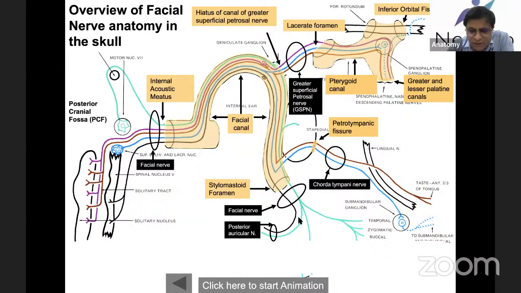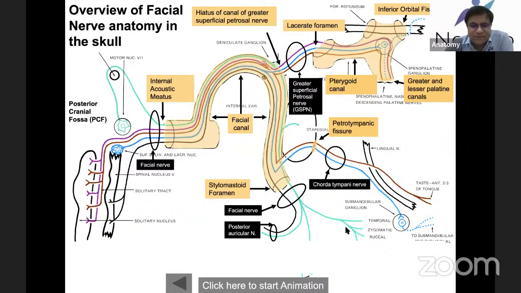Then after emerging out of the stylomastoid foramen, this nerve gives these branches. Posteriorly, it gives this branch to the posterior auricular nerve. Then it also gives a branch to the stylohyoid and the posterior belly of the digastric, and the posteromedial surface of the parotid gland, and will terminally divide, above and below the parotid duct, to give out these branches: temporal, zygomatic, buccal, marginal mandibular, and cervical, to innervate the muscles of facial expression.